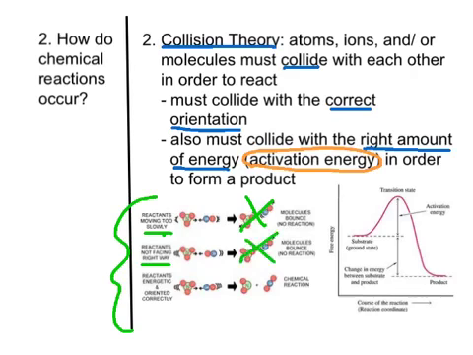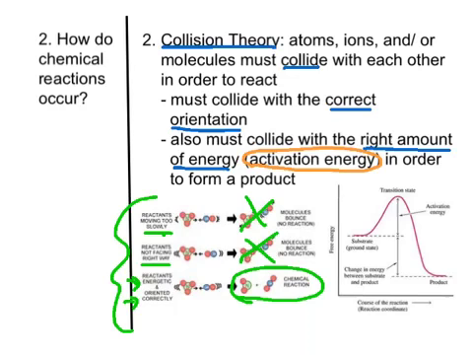It's only if they have the correct amount of energy and the correct orientation that they can actually make a chemical reaction and make new products. So it's kind of cool that they have to have the right amount of energy and collide in the correct manner in order to actually make a chemical reaction. All right, so that's what that is talking about.